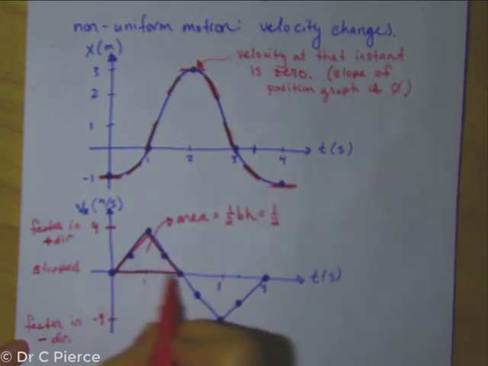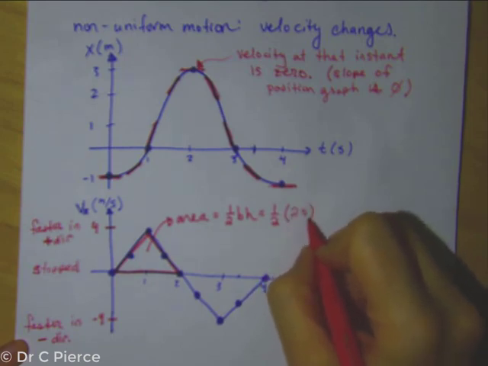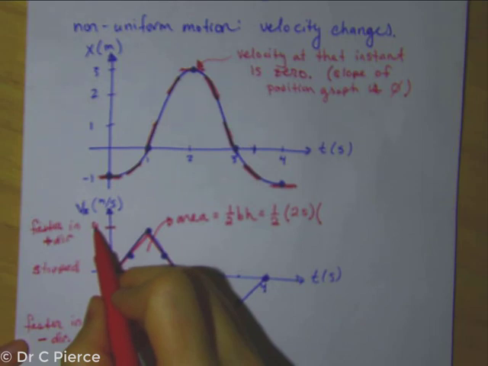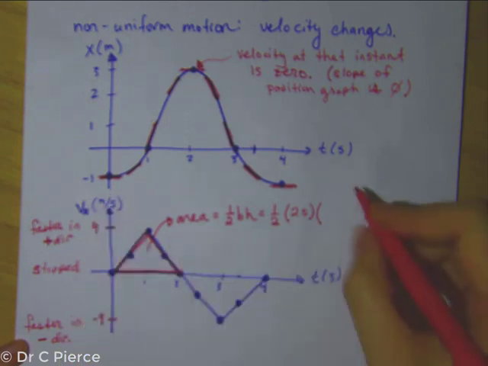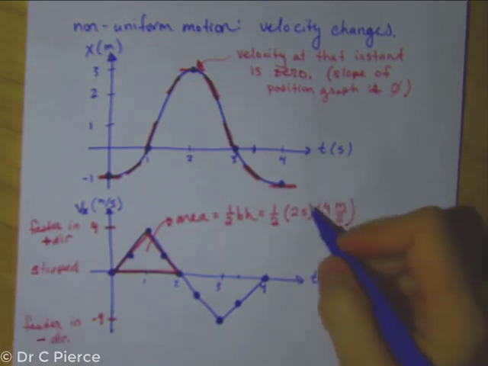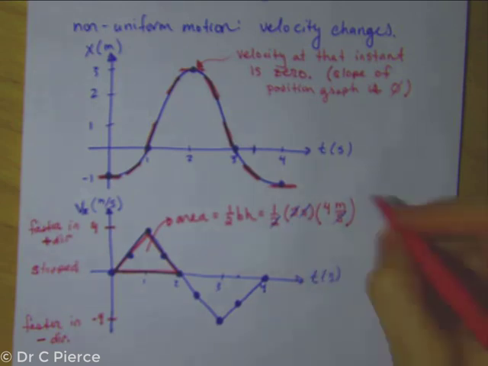The base of the triangle here is 2 seconds. And the height of the triangle from the axis to the peak would be 4. And it's not just 4, it's 4 with units, 4 meters per second. So then the seconds could cancel out and the 2's could even cancel out, so we end up with 4 meters.